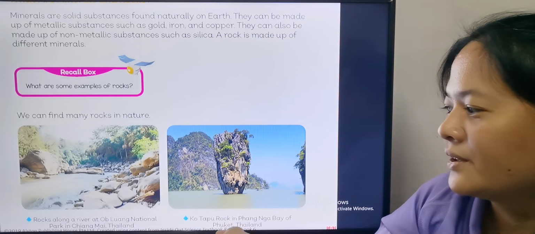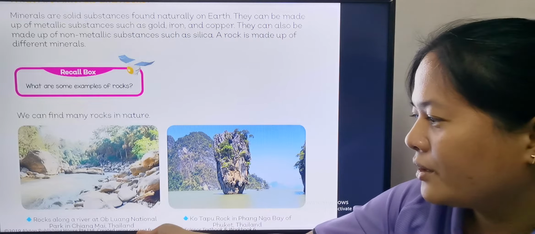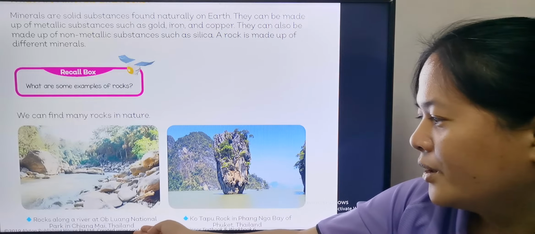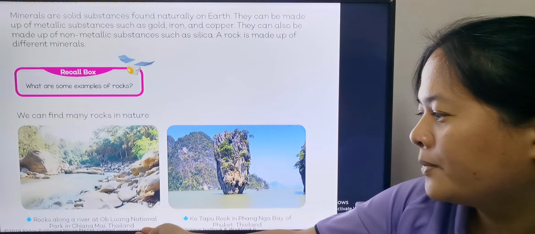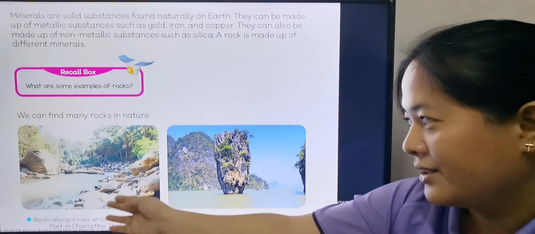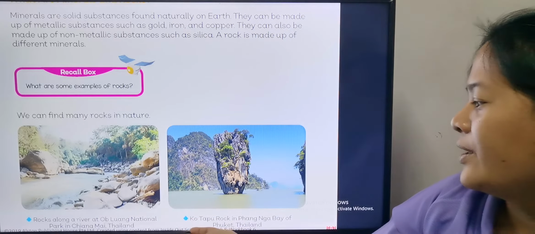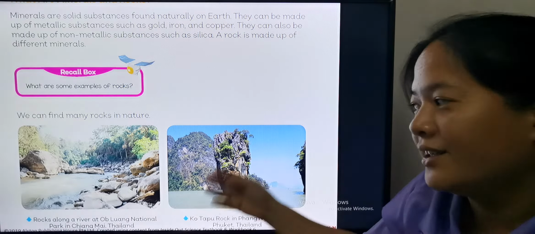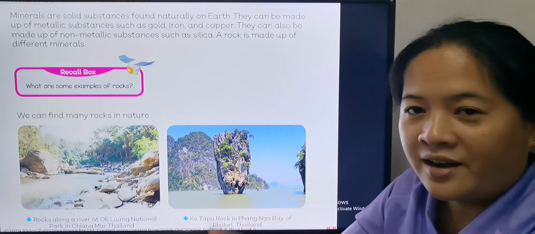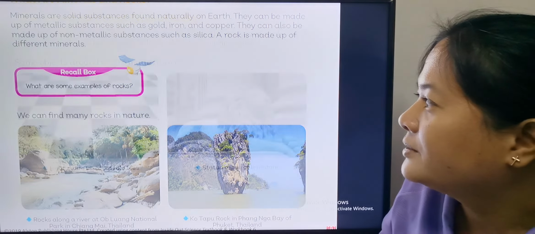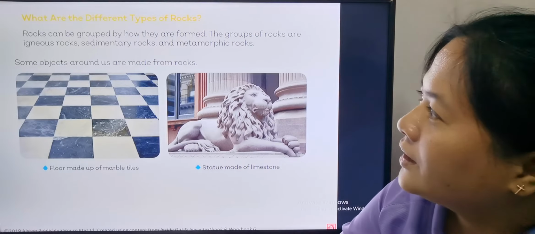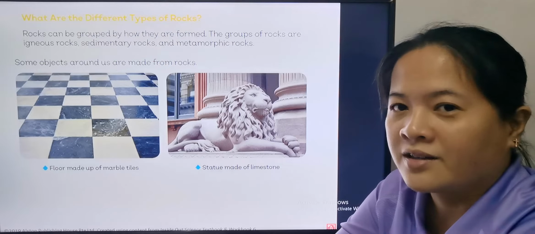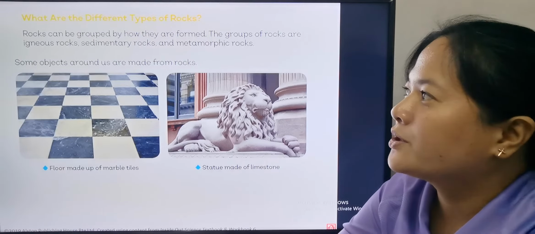These are examples. In your book it says this one is rocks along a river at Ob Luang National Park in Chiang Mai, Thailand. This one is Phang Bay in Phuket. So they're everywhere in nature, rocks. Now, what are the different types of rocks?